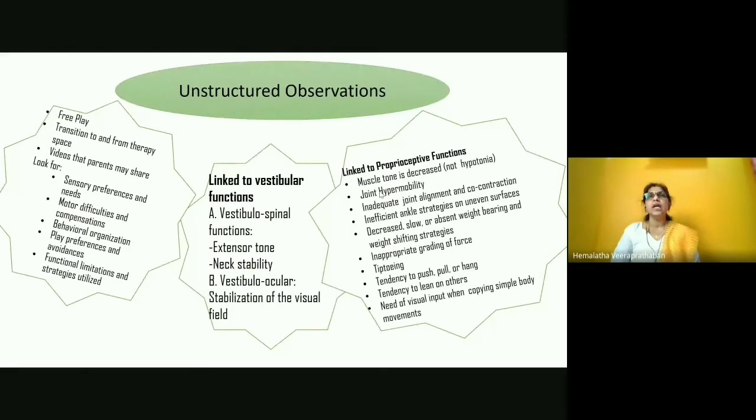Another important thing is, we all know, proprioception is the main modulator, right? So when you are assessing proprioception, you are able to discriminate whether the muscle tone is really affected, which would be from the neuromuscular aspects, or whether it is not hypertonia from the central system but poor feedback from the processing system. We will also understand the hypermobility of the child, joint mobility, joint alignment, a lot of things, like a tendency to use visual inputs. All these are assessed when you are linked to the proprioceptive functions. So these are all the unstructured observations you can make.